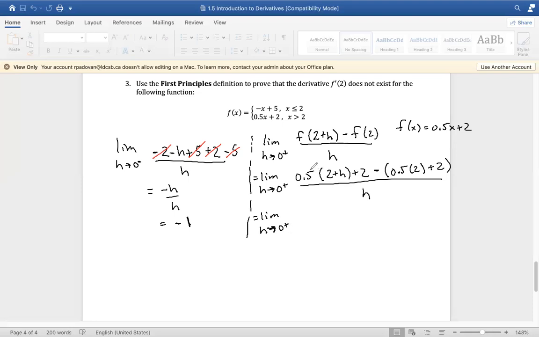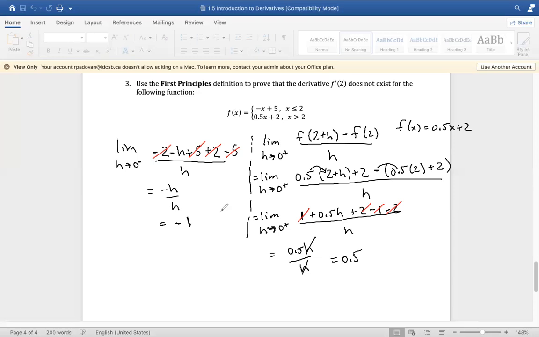So now I have distributive property. What's half of 2? Half times 2 is 1, plus 0.5h, plus 2. And then half times 2 is 1. Negative times 1 is negative 1, and negative times positive 2 is negative 2. And is that going to condense down at all? Let's see. 1 minus 1, 2 minus 2. Okay, so it very much does. So then I have 0.5h divided by h. So I have an answer of 0.5.